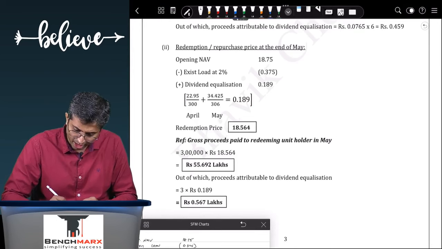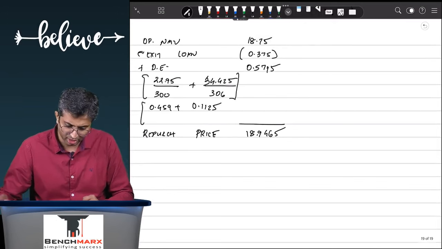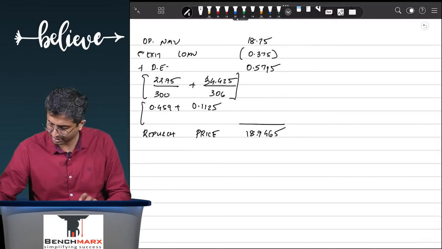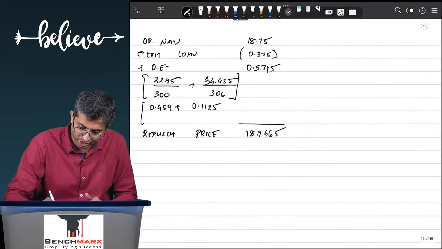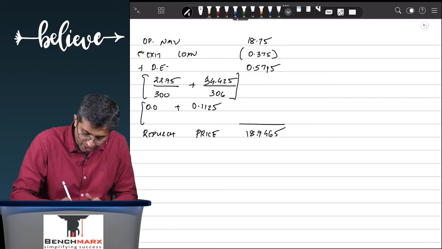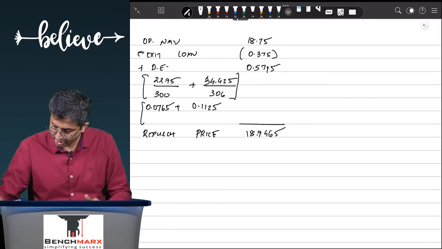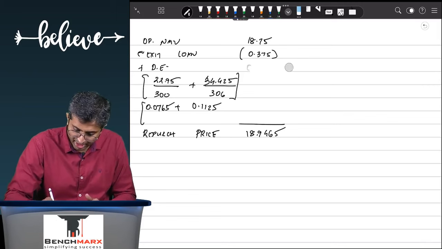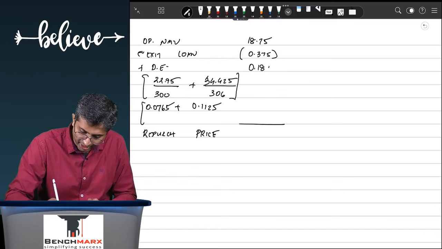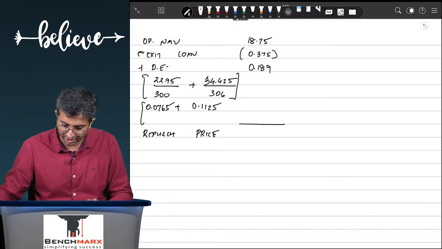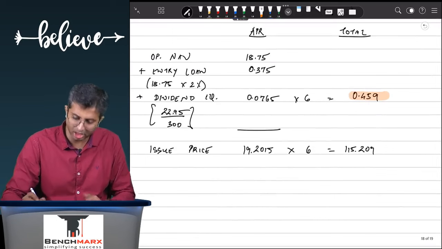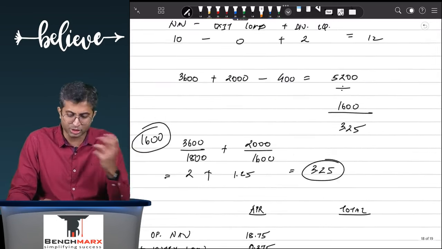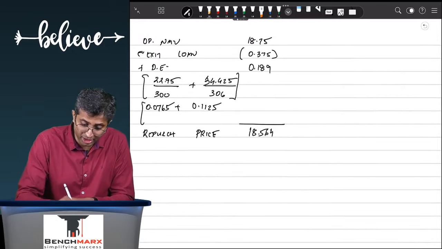Redemption price will be, just a second, 22.95 divided by 300. Oh, that's 0.0765. I think I took the total value. This is 0.0765 plus 0.1125. That's 0.189. My bad. And hence you will have 0.189, which you add. So that's 18.75 minus 0.375 plus 0.189, which comes to 18.564. I ended up taking, erroneously, the total amount instead of the per unit amount. We are trying to find the workings per unit. And as a result, this will give you the redemption price.